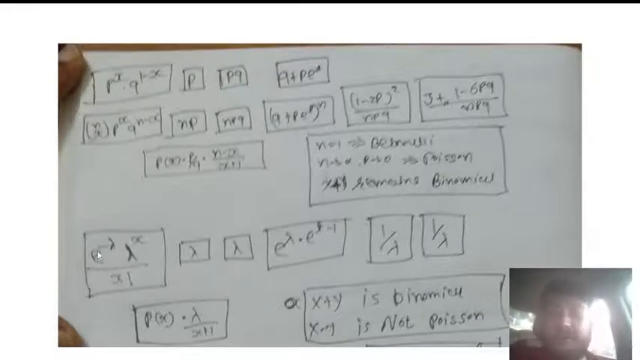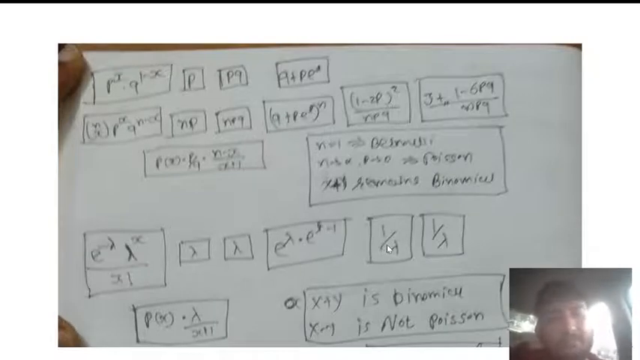Now the PMF of the Poisson distribution, the probability distribution, is e raised to minus lambda into lambda raised to x upon x factorial. Mean is lambda, variance is also lambda. The moment generating function is something tricky, but remember, it is e raised to lambda into (e raised to t minus 1). Then skewness and kurtosis are both the same, 1 upon lambda.